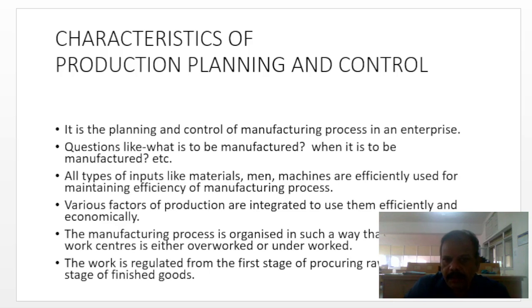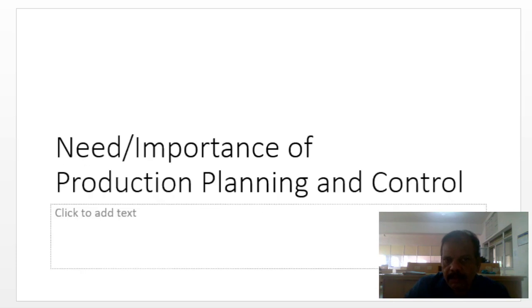The manufacturing process is organized in such a way that none of the work centers is either overloaded or underloaded. The work is regulated from the first stage of procuring the raw materials to the stage of finished goods. So now let us move on to the need and importance of production planning and control.